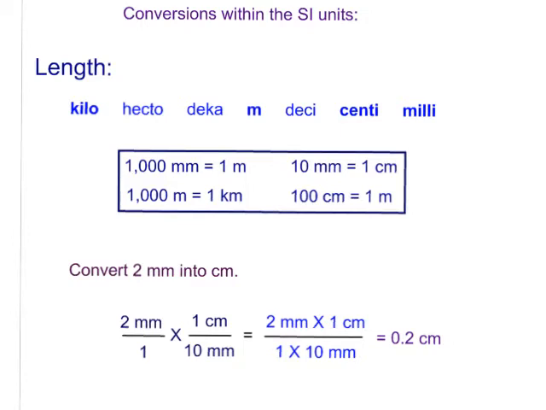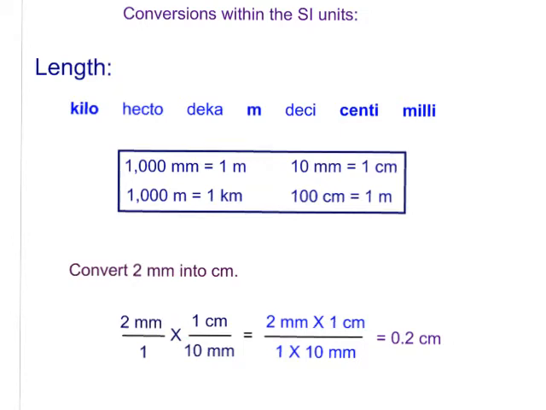Now let's do a little conversion problem. Let's say we want to convert 2 millimeters into centimeters. How would we do that? Let's start with what we have. We have 2 millimeters, okay? Any number divided by 1 is that number. So just you guys know that from math. We're going to turn this into a fraction, 2 millimeters divided by 1.